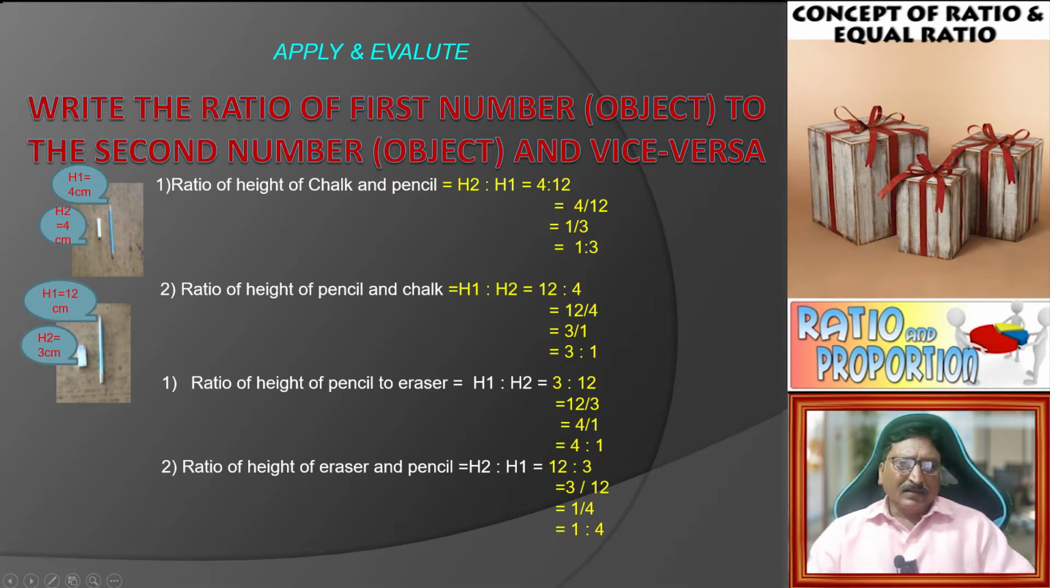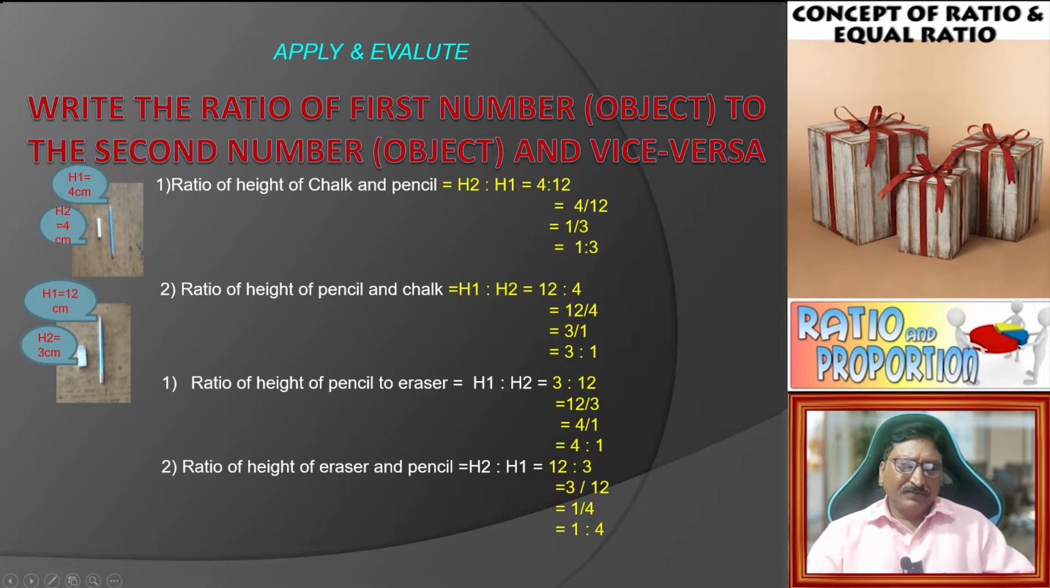Now in the next example, see, there is a ratio of pencil to the eraser. Height of a pencil H1 and height of an eraser is H2. This is 3 is to 12. Again, reduce it, dividing by 3, we will get 4 upon 1, and the ratio of height of pencil and eraser is 4 is to 1.